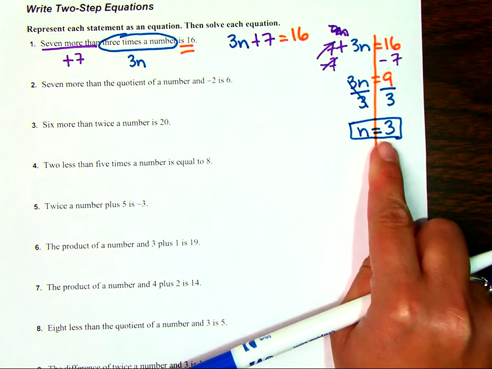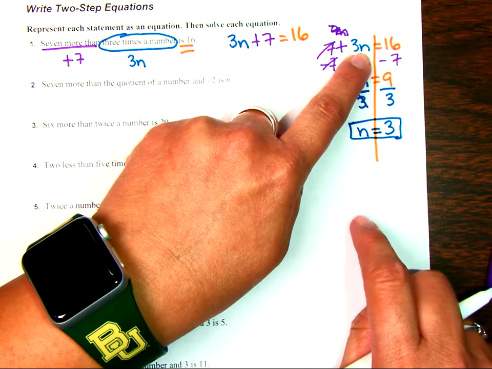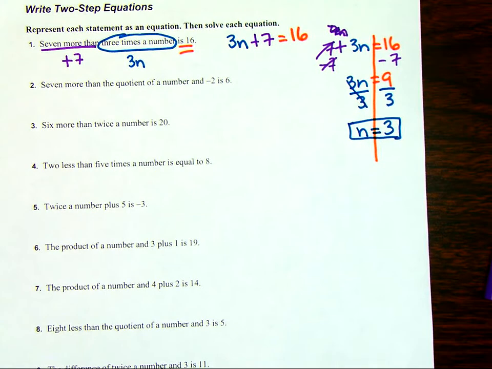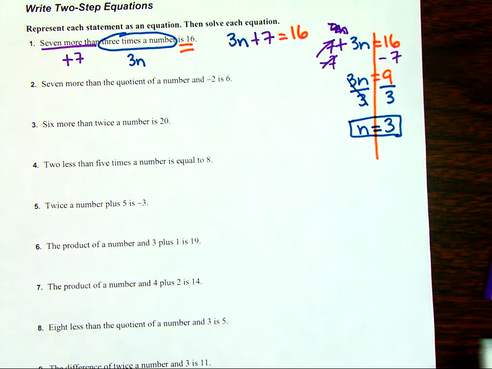Again, we can always check our work. If you take 3 and substitute it right here, 3 times 3 is 9, and 7 plus 9 is 16, so you know that you're right. Or you can substitute it in this one, and you get the same answer. All right, let's try another one.